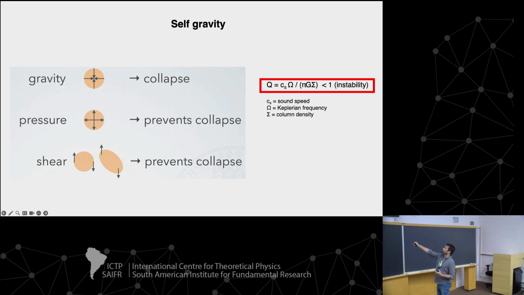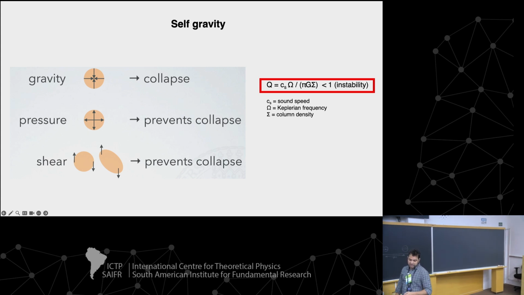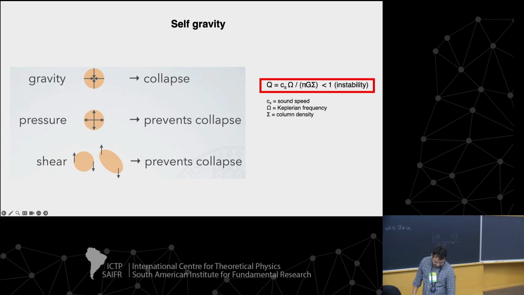On the numerator, what you have is the sound speed and the Keplerian frequency. The sound speed here comes from the pressure. The Keplerian frequency here comes from the shear. And on the denominator, you have here the gravitational constant, right, and the density, so that's the gravity. Essentially, what this quantity is here is pressure times shear divided by the gravity. So if this quantity is below 1, that means gravity wins, and then you have instability and gravitational collapse.